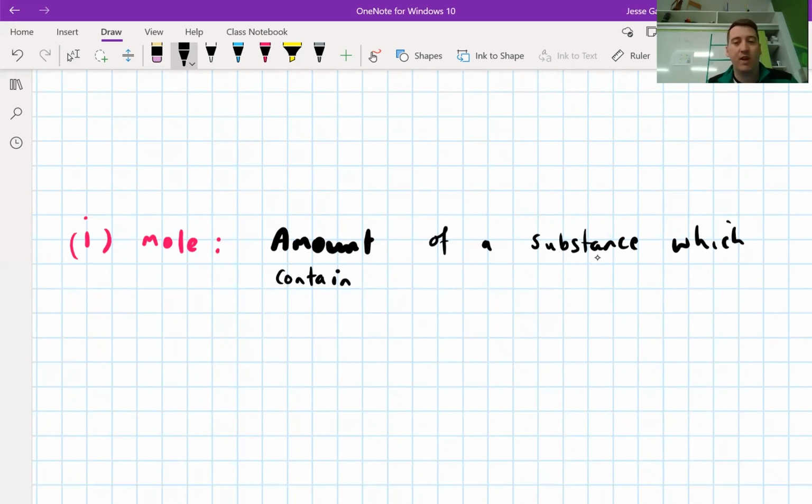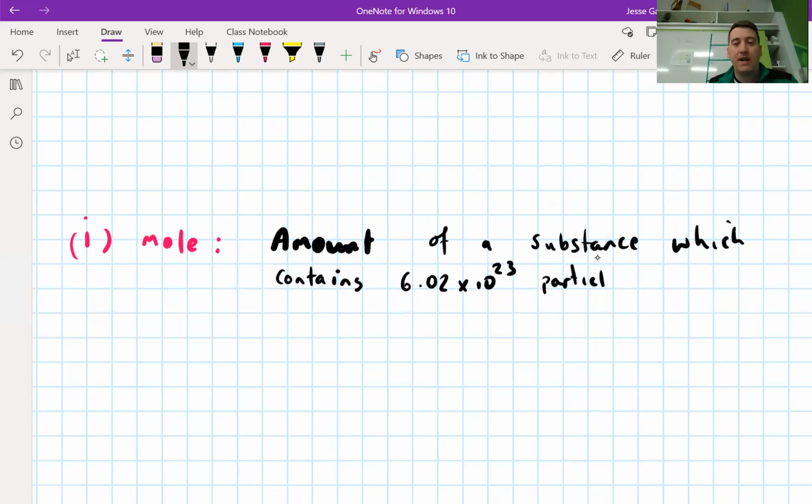So can you pause the video if you weren't already able to? Pause the video, write this down and finish it off. What does it contain? Okay, so what you should have done is written down a number here, an amount, a quantity. That number is 6.02 by 10 to the power of 23. So it contains 6.02 by 10 to the power of 23 particles.